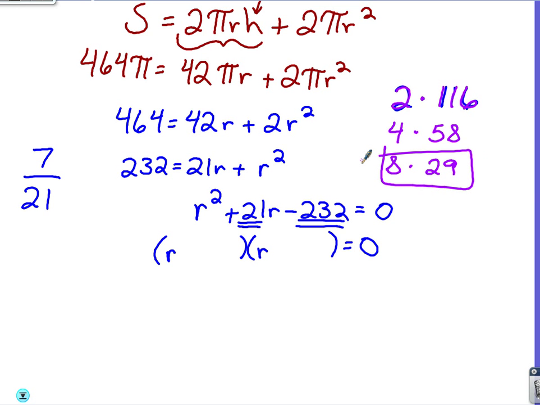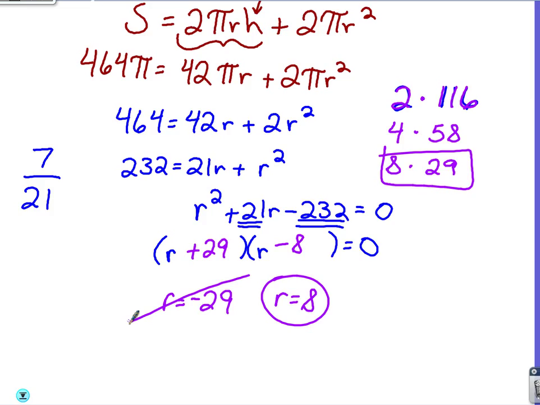8 and 29. Isn't that a difference of 21? There you go. We need to multiply to give us negative 232, so one of these has to be negative and one has to be positive. And they have to add to give me 21, so which one is going to be positive? Plus 29, minus 8. So our two solutions are, and r, by the way, is the radius, r can be negative 29 or r can be positive 8. I would go with 8. The radius cannot be negative. So r is 8.